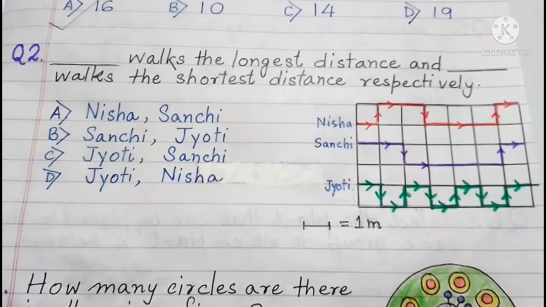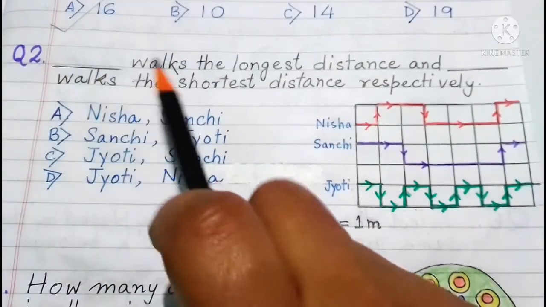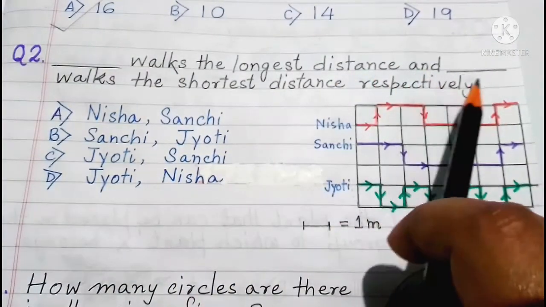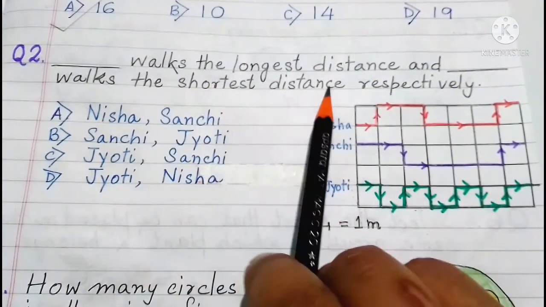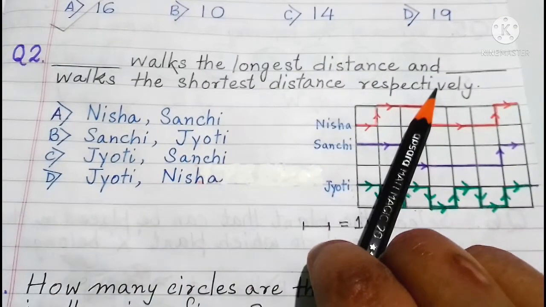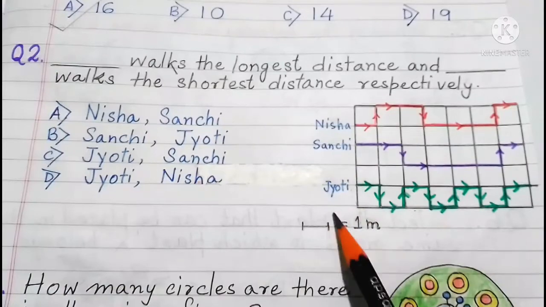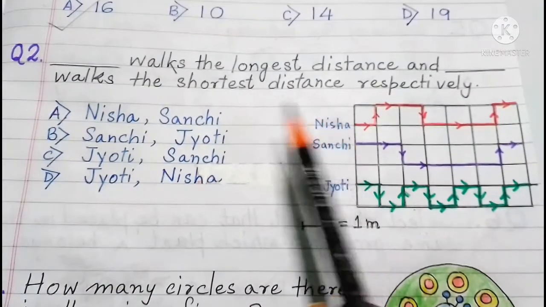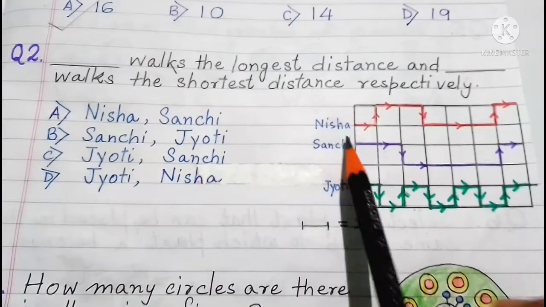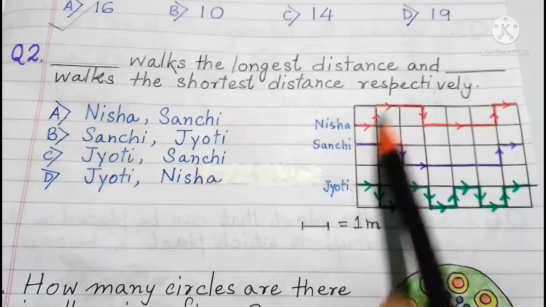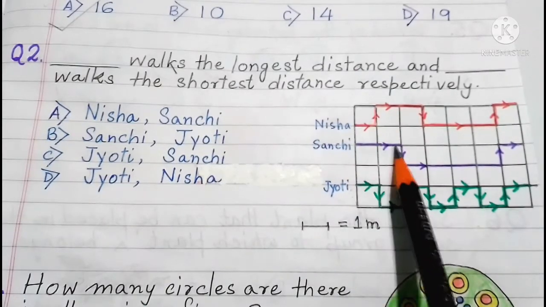Coming to question number 2: dash walks the longest distance and dash walks the shortest distance respectively. Now there is a question about 3 girls, Nisha, Sanchi and Jyoti, who are said to measure the distance, how much they have covered. This red line is for Nisha's distance, and Sanchi's is the purple line.